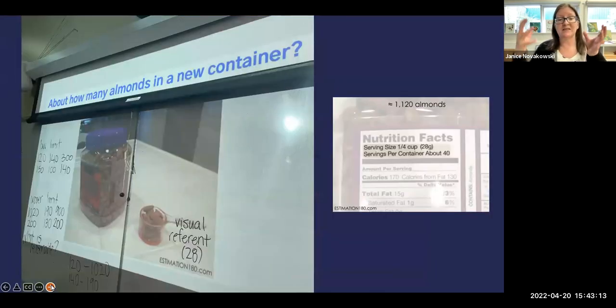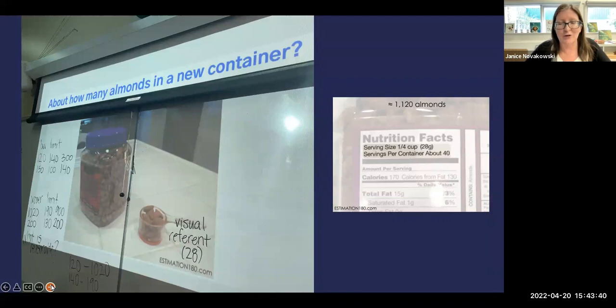And then the next one was if you went to Costco and you bought a whole container of almonds, about how many almonds would be in a new container. Now using the visual reference of the quarter cup measure, they now know that there's 28 almonds in there. And again, you can see the lower limit on the left and the upper limit on the left as well. And then thinking about what is reasonable and thinking about what range is reasonable. And then you can see on the right, then the reveal.